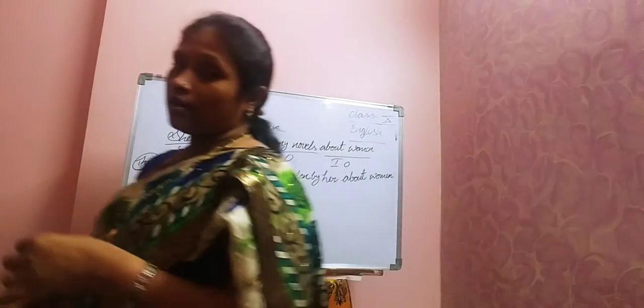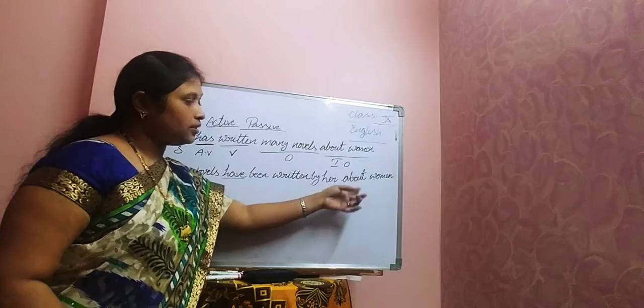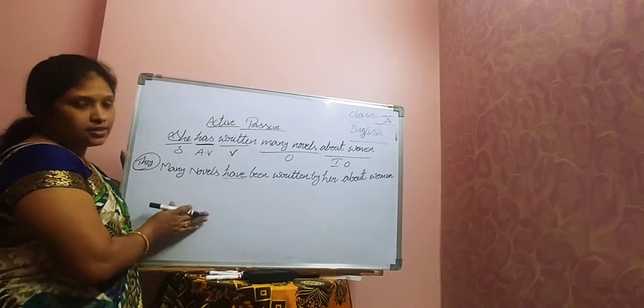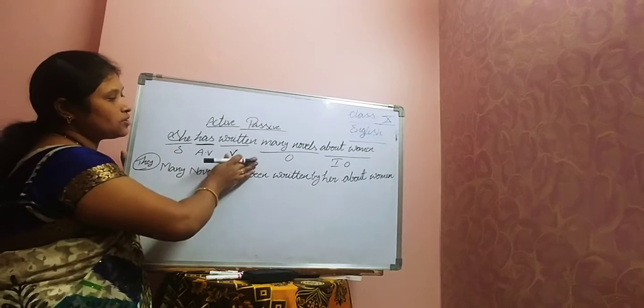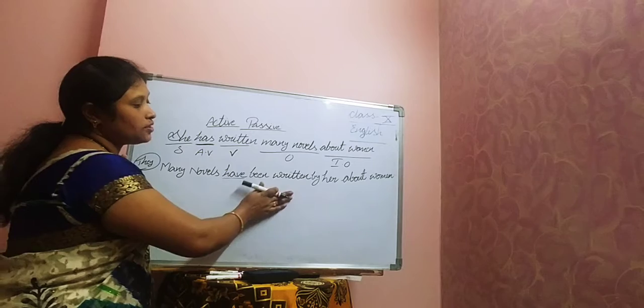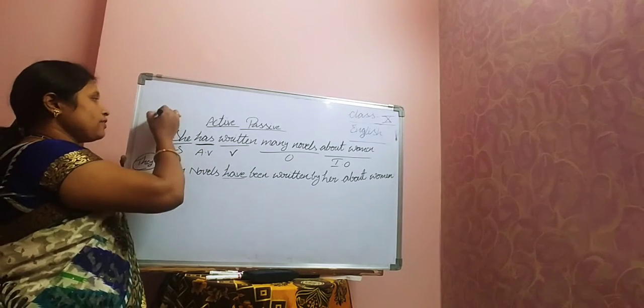So what is our answer? Many novels have been written by her about women. Like this, you need to convert the sentence. She has written many novels about women. Many novels have been written by her about women. Understood, children? Let us see the 17th one.